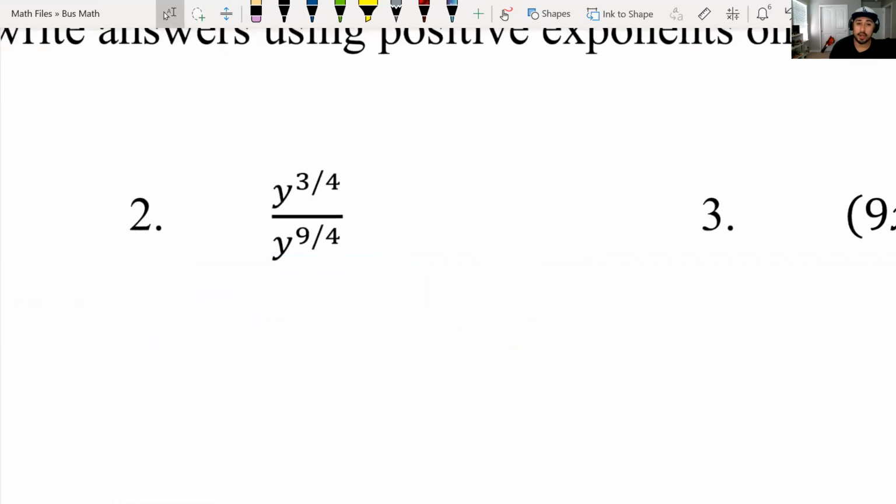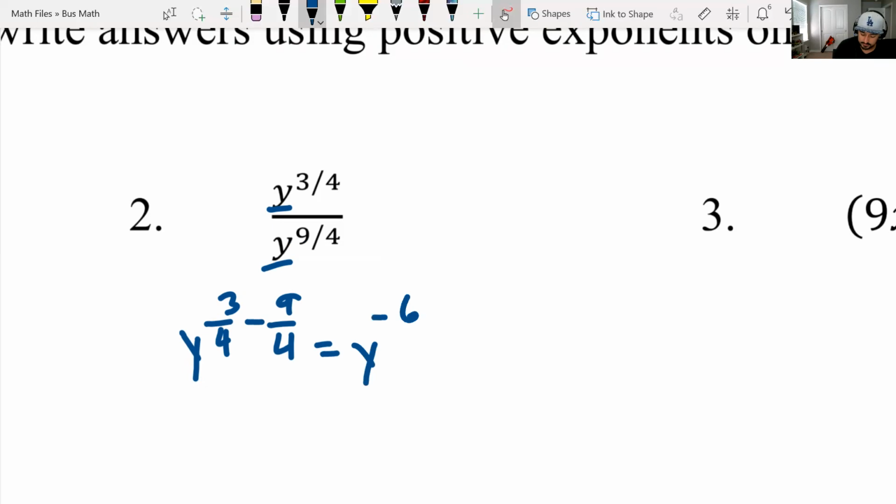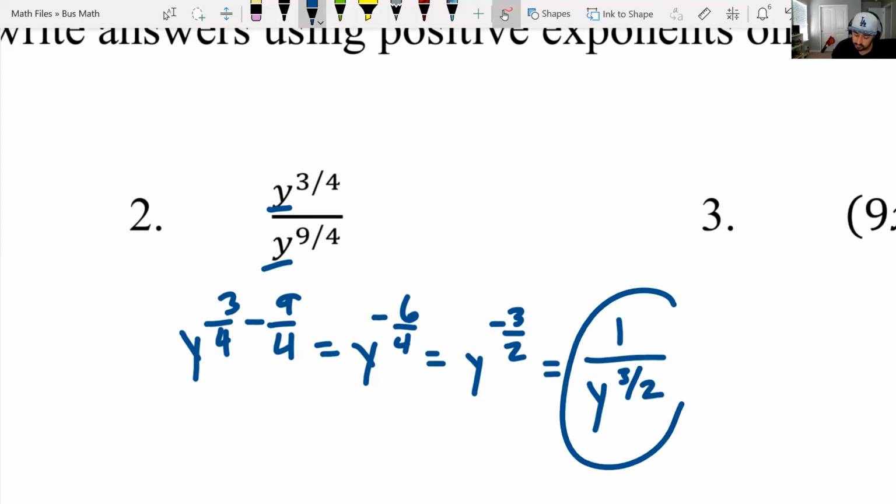All right, 2. Why did the 3/4 over why did the 9/4? Same base, over each other, you subtract the exponents. So what we'll have here is y to the 3/4 minus 9/4. Well, 3/4 minus 9/4 gives me y to the negative 6/4. Reduce that, you get y to the negative 3/2. Well, it said to write everything as a positive exponent. So we know since it's negative, it can flip. So this becomes 1 over y to the 3/2. There you go.